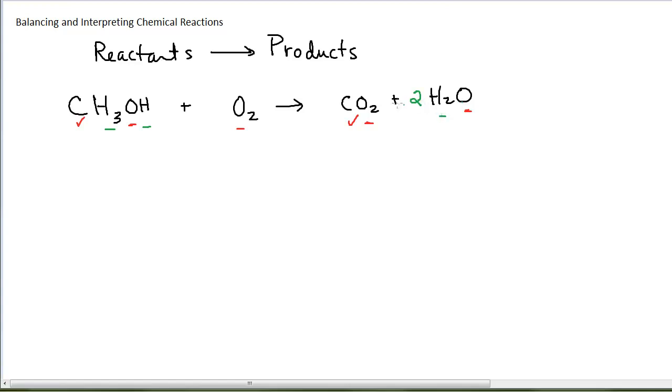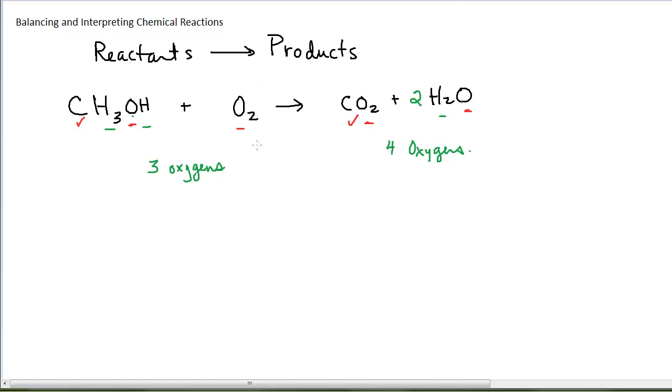Now I have 2 oxygens here and another 2 there. I have 4 oxygens on the right. I have 3 oxygens on the left. The oxygen here and here. This is an odd number on the left. I have an odd number on one side of the arrow and an even number on the other side.